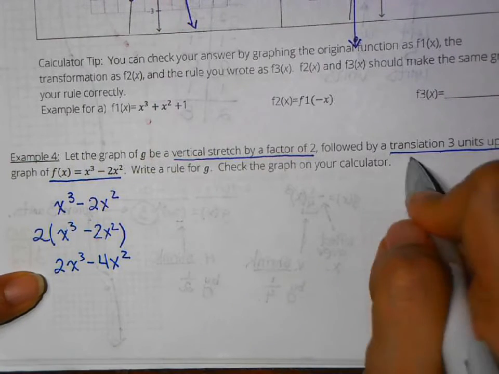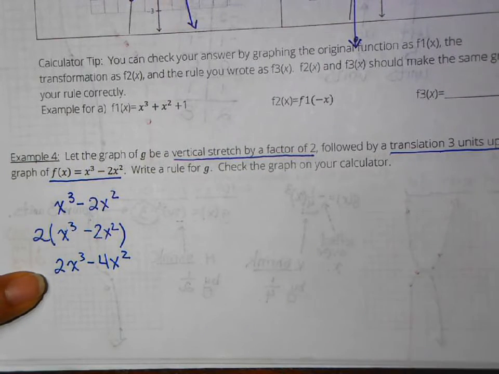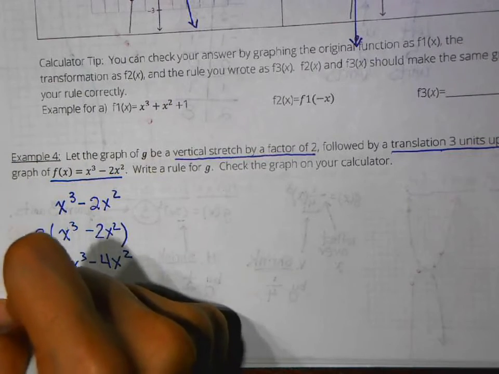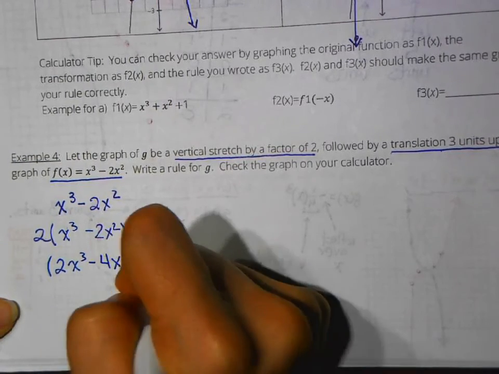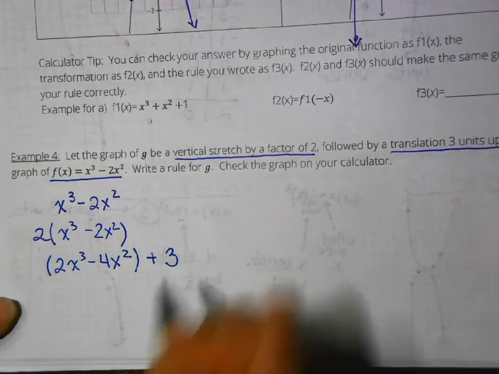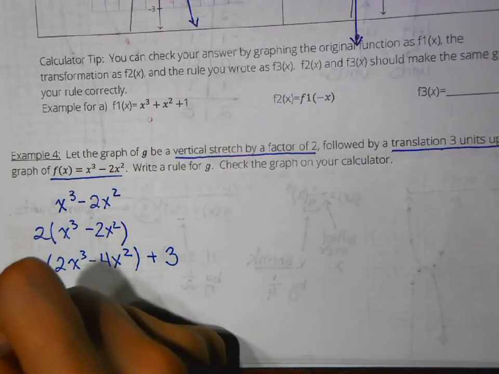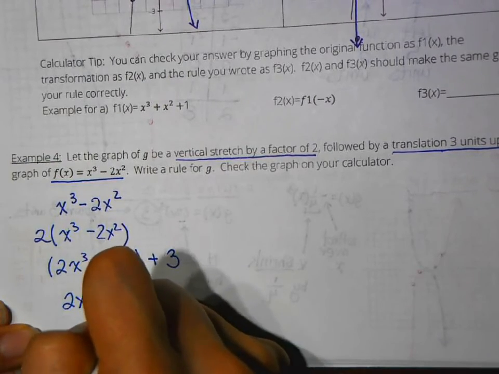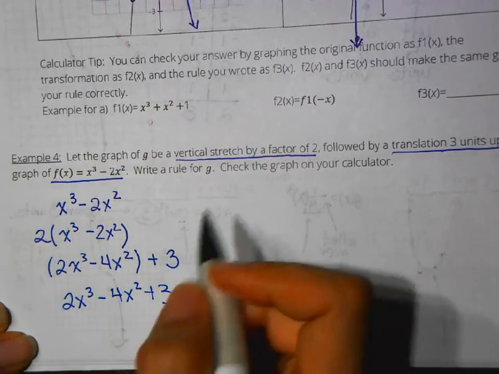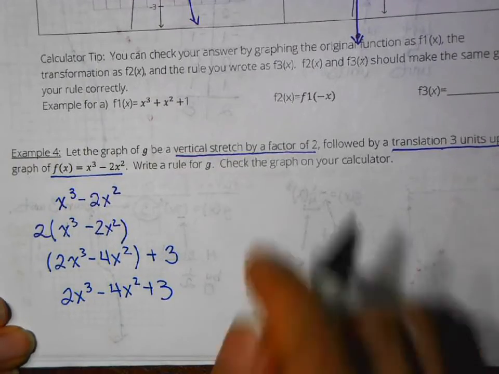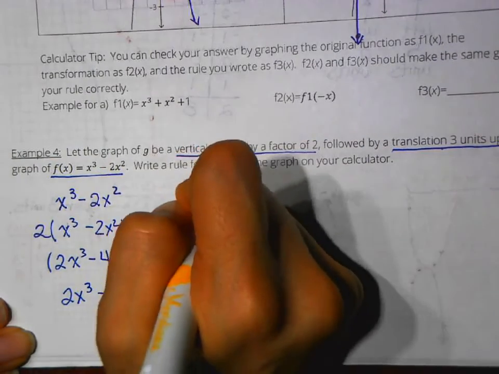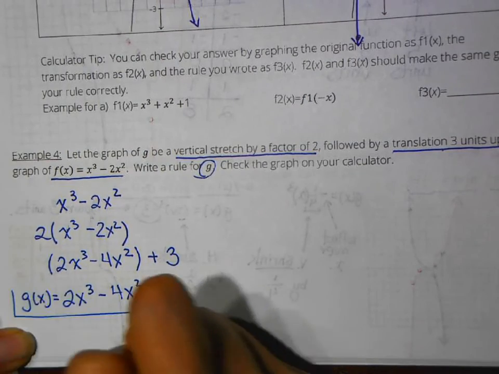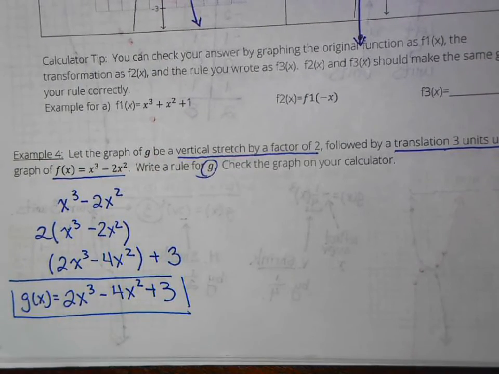From there, I'm going to follow that by 3 units up. 3 units up means to take the entire equation and add it 3 units. So simplifying that, you get 2x to the 3rd power minus 4x squared plus 3. And since that's all the transformation they want me to do, they want me to write a rule for G. That means I label this G of x. And you got a final equation for G of x.